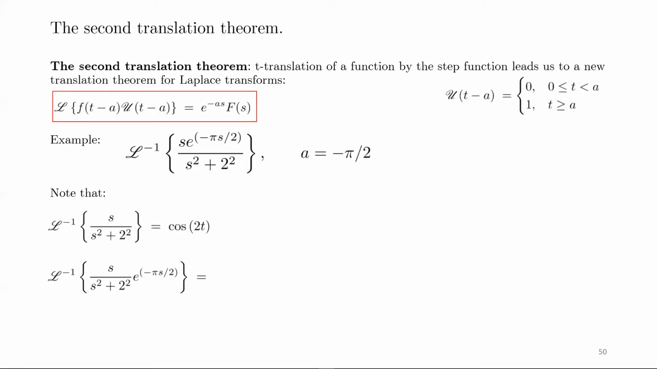My a here is minus pi over 2, my F of s is s over s squared plus 2 squared, therefore my f of t is cosine of 2t. Then I have to evaluate that cosine of 2t at t minus a. So this is going to be the unit step function at t plus pi over 2, times cosine of 2t, where t is replaced by t minus a, so t plus pi over 2.